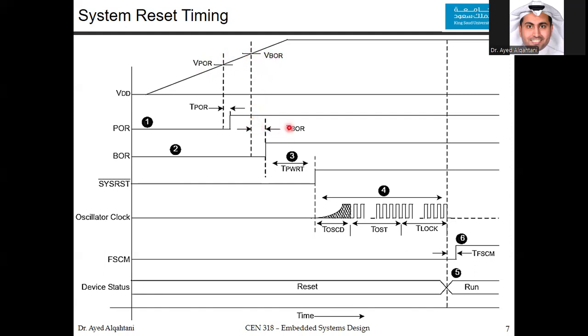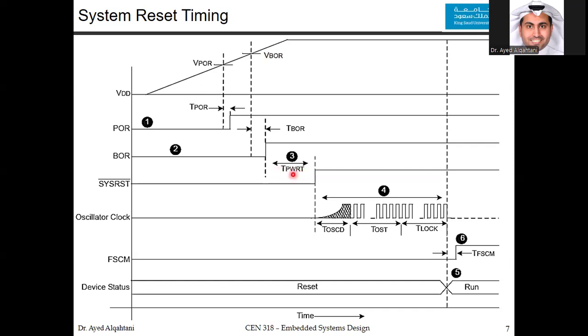So you will have to wait for the TBOR plus the optional programmed time that you can set in the configuration bits, which is the PWRT. This is the programmable power on timer, which continues to hold the processor in reset for a specific period of time after the brownout happens. And this delay ensures that the system power supplies have stabilized at the appropriate level for full speed operation.